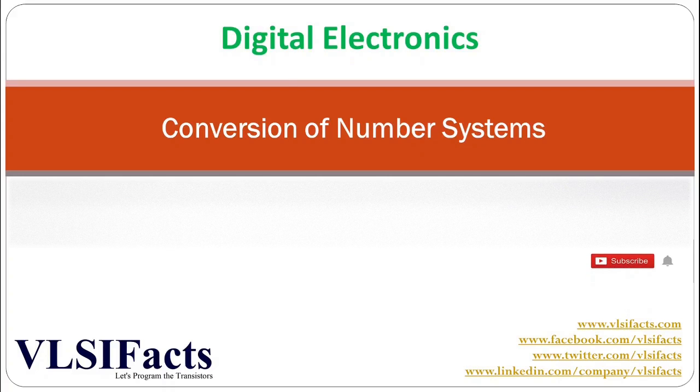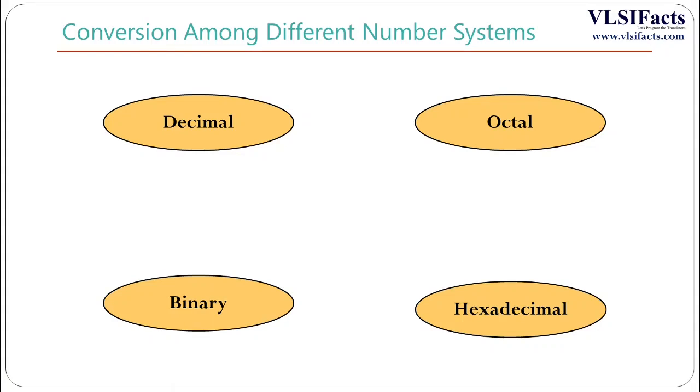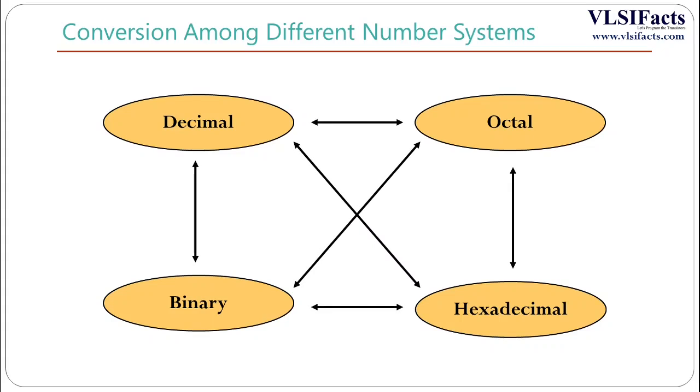Today, in the third lecture of the lecture series on digital electronics, we would learn about conversion of number systems. In the last lecture, we have studied about the representation of four number systems. These are decimal, binary, octal, and hexadecimal. In this lecture, we would learn the conversion of each number system to other among these four number systems.